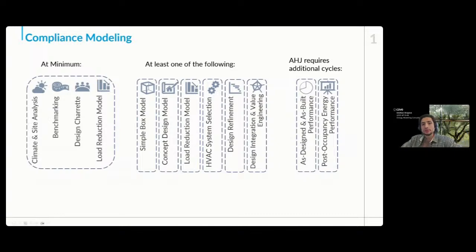And finally it's up to the authority having jurisdiction what stage of decision made, design, or as built, or even post occupancy, is going to be requested in terms of documentation for the energy model. That's just trying to say after every decision has been taken.